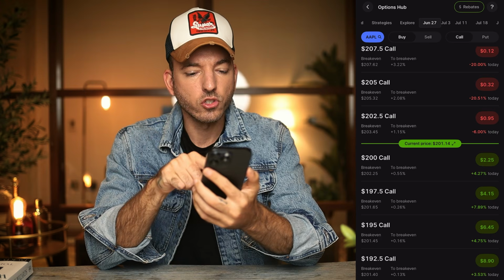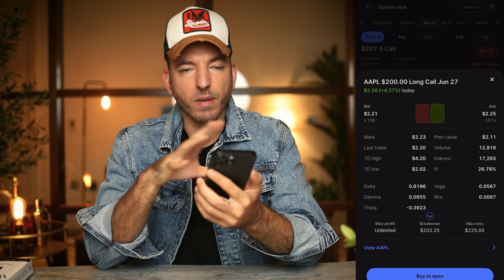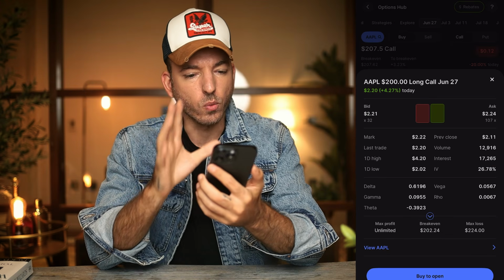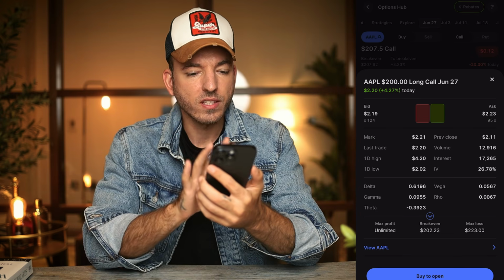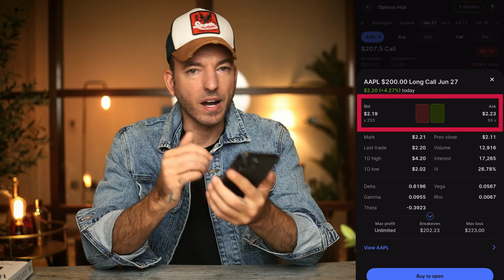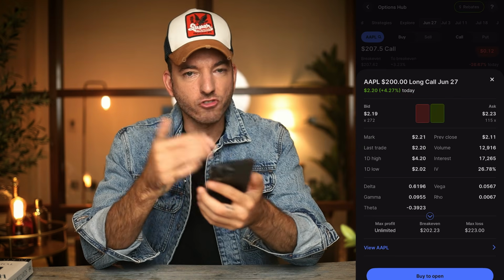So let's go ahead and click on the $200 call, and you're going to see all the information pop up. Now let's go through this really quickly one by one so we could understand what we're looking at before we make this trade. Now first, you're going to see the bid and ask. Now this is simply the buyer and the seller trying to buy contracts and sell contracts.